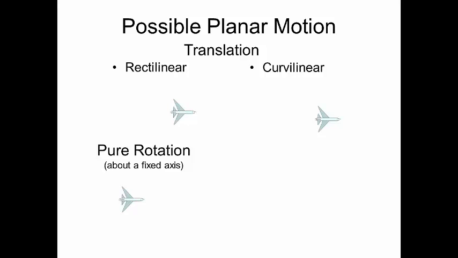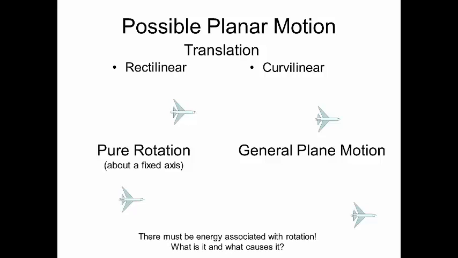However, sometimes we have motion that includes pure rotation, or rotation about a fixed axis, and general plane motion, where we have both translation and rotation. Well, certainly there's energy associated with rotation of a body, but how do we calculate that? What causes it? We've already talked about how work causes a change in kinetic energy, so there must be something with rotational work that causes rotational kinetic energy.